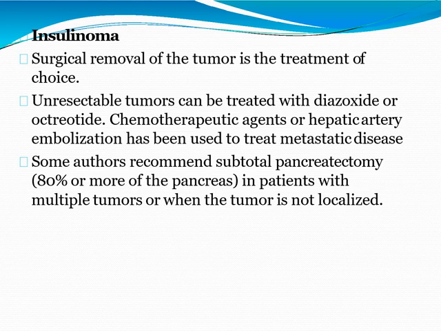If it is unresectable, you can go for diazoxide or octreotide, chemotherapeutic agents, or hepatic artery embolization if there is metastatic disease. Some authors recommend subtotal pancreatectomy in patients with multiple tumors or when the tumor is not localized. In subtotal pancreatectomy, you will remove 80% or more of the pancreas. The rest will be there to work.